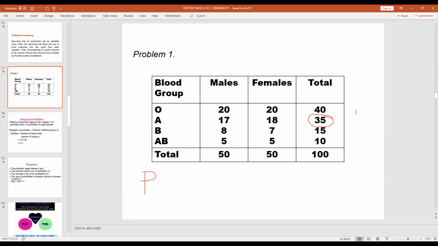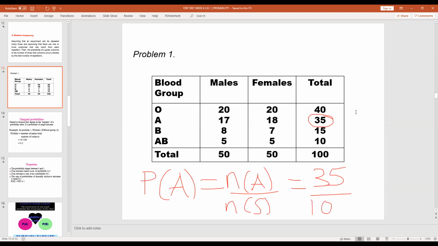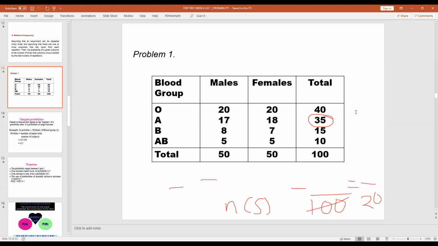So the probability of blood group A is going to be the number of people with blood group A divided by the totality of the sample space. In that situation, that's going to give me 35 divided by 100. That can reduce, 5 goes there, that will be 7 divided by 20. In decimal, that is going to be 0.35, and of course, that's going to be 35%. So that is how you can figure that out. Give me 1 second. I'm going to erase that right now, and I'm going to move to the next slide.